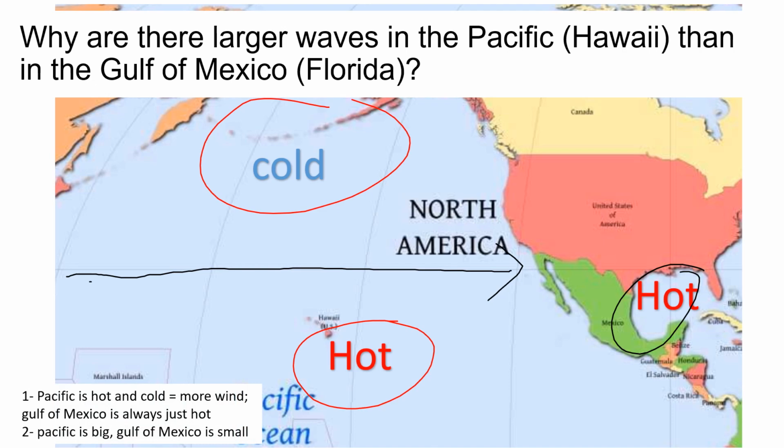So to summarize, the Pacific's got hot and cold, which is going to give you more wind, and the Gulf of Mexico is just hot, missing the cold. Also, remember that the longer the wind blows, the further the wind can blow without hitting anything, the bigger the wave, the stronger the wind. So the Pacific is big and the Gulf of Mexico is small.